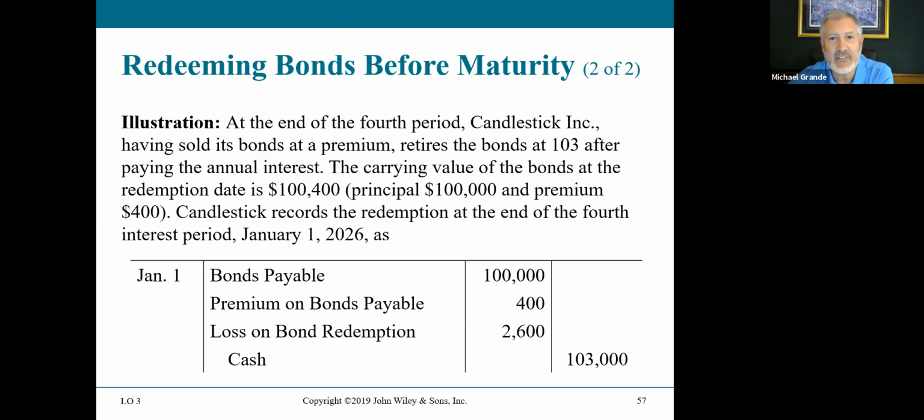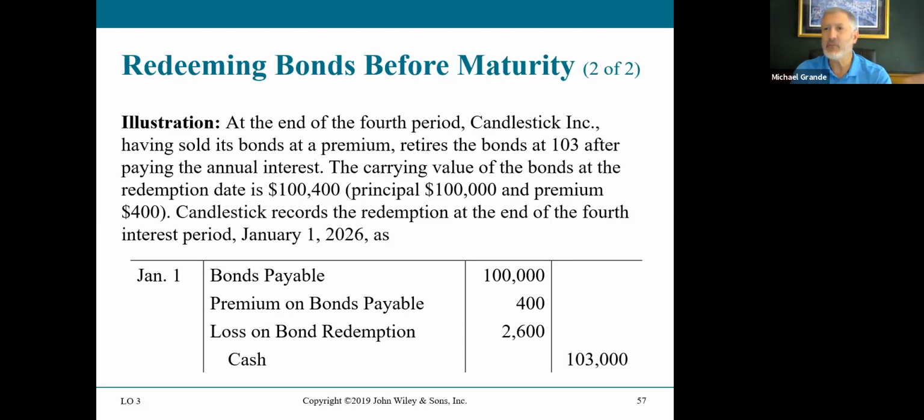Here's an example. At the end of the fourth period, Candlestick Inc., having sold its bonds at a premium, retires the bonds at 103% of the face value after paying the annual interest. The carrying value of the bonds at the redemption date is $100,400. The unamortized premium at that point in time is $400. Candlestick records redemption as follows.